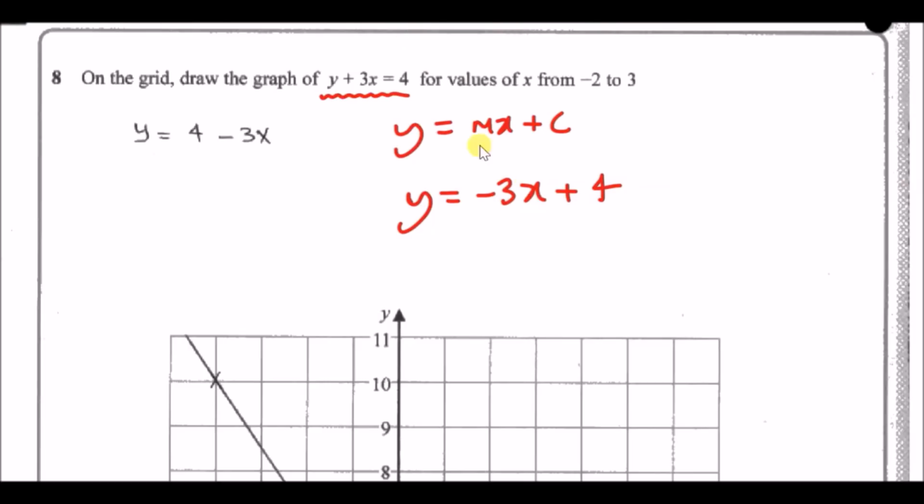Now all you simply want to do is literally pick a value for x like -2. So plug in -2. You get something like that to get y value, and also plug in another value for x like 3.